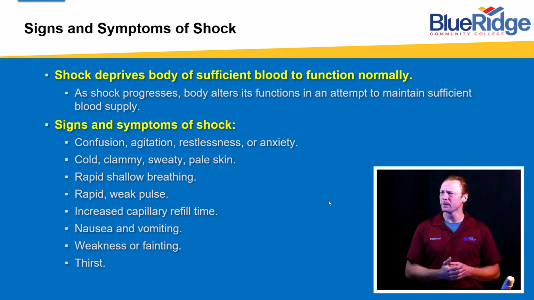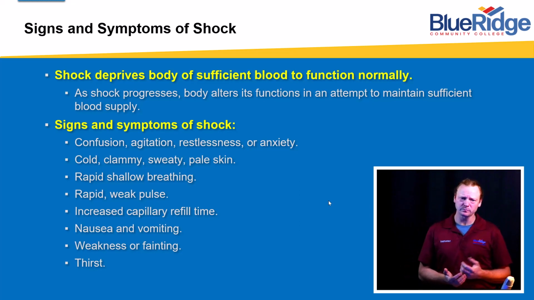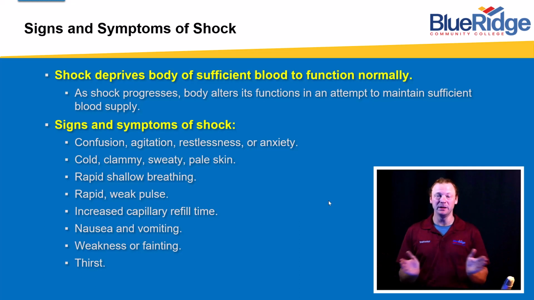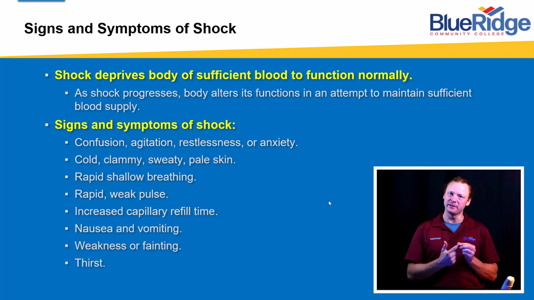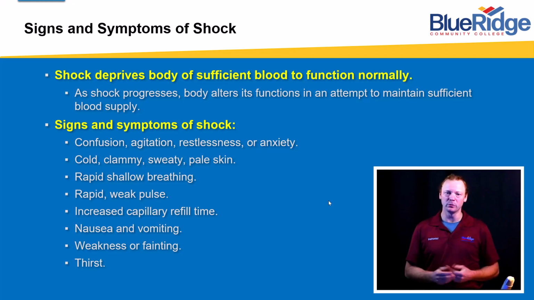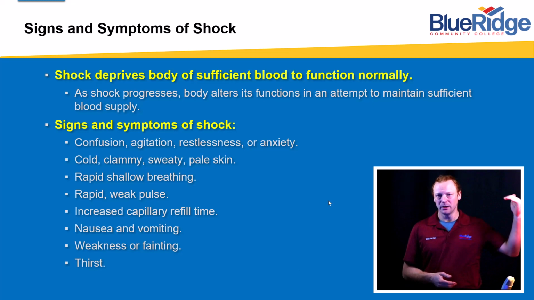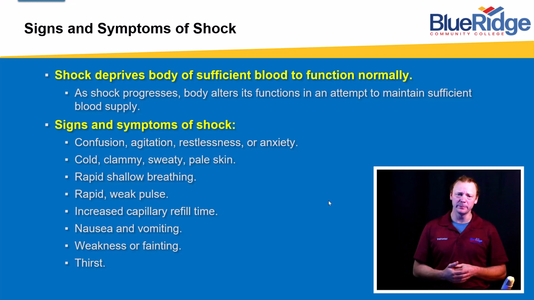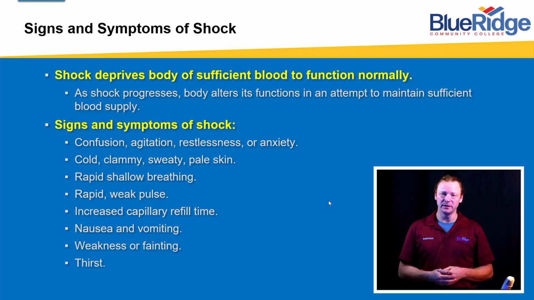But following that: cold and clammy, sweaty, pale skin, shallow and rapid breathing, a rapid, weak pulse. Initially, the pulse will be strong because it still has the volume. It's speeding up to keep that pressure maintained, and as the volume depletes, it begins to get weaker. Increase in capillary refill time, we're going beyond that 2-second capillary refill time that we're looking at. We're up around 4 to 5 seconds now, even longer sometimes. Nausea and vomiting, weakness and fainting, and then excessive thirst.